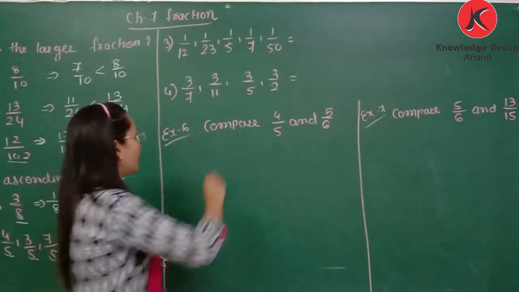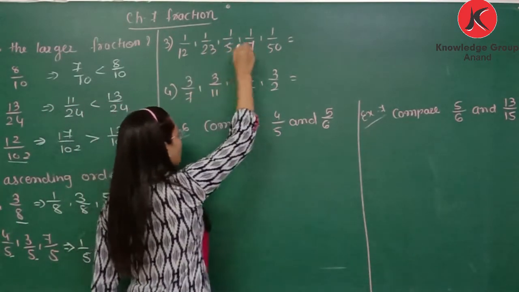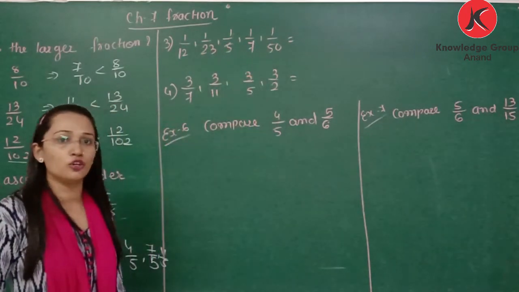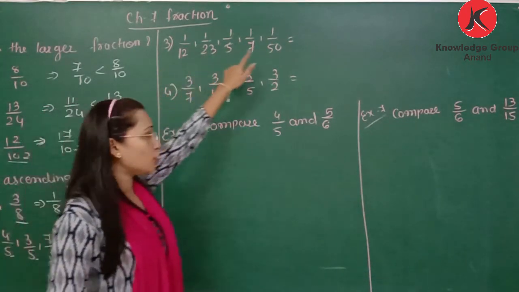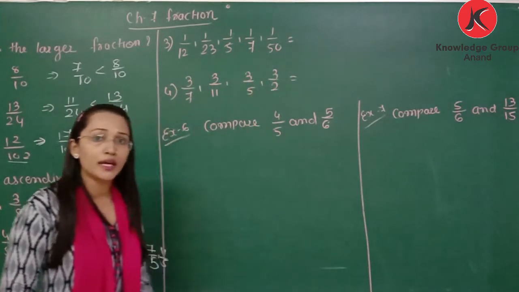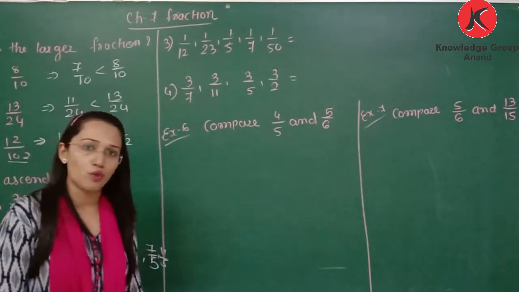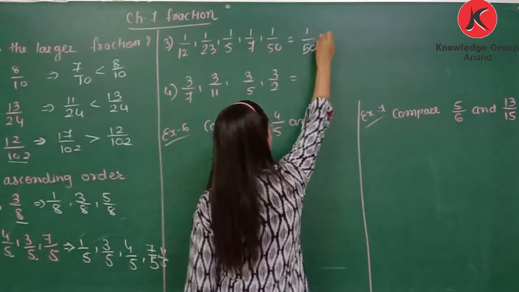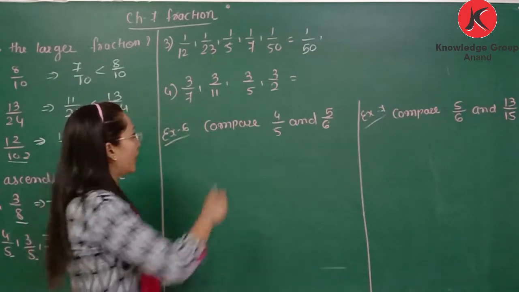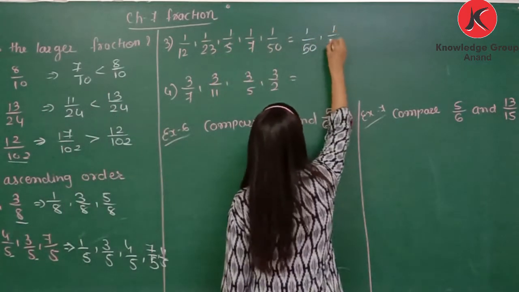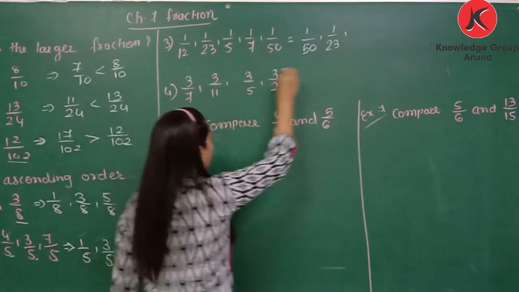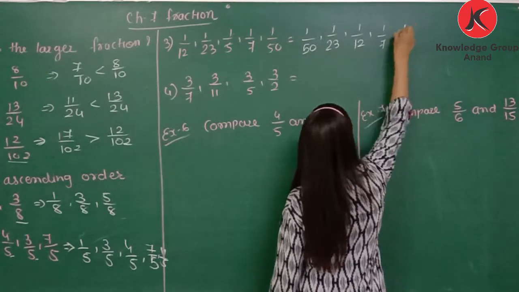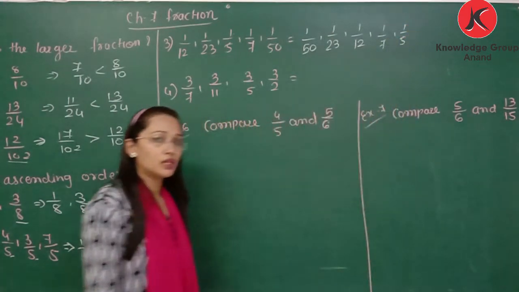Now next: 1/12, 1/23, 1/5, 1/7, 1/50. In this example you can see the numerators are the same. Whenever the numerators are the same, the larger denominator becomes smaller. So which one has the largest denominator? 1/50, so that will be the smallest fraction. Next is 1/23, after that 1/12, then 1/7 and last 1/5, that is the largest one. Clear?